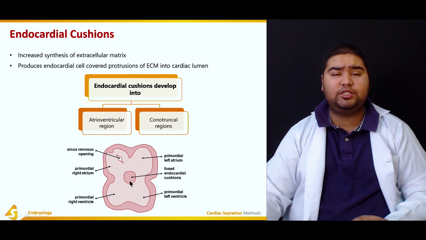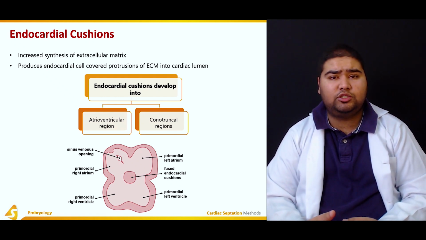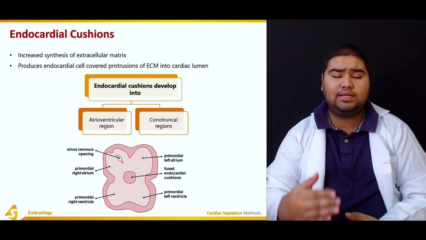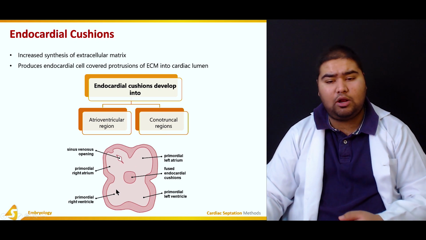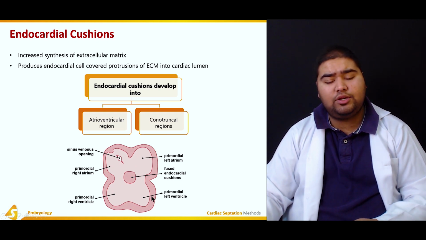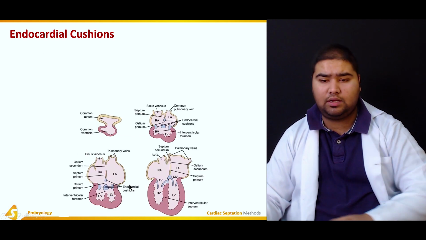What is the function of endocardial cushion? They help in septation and formation of the atrioventricular region, that is the communication between the atria here and the ventricles here, and also the communication of ventricles to the outflow tracts, which are the aorta and the pulmonary trunk.